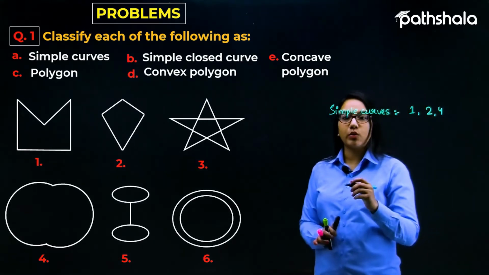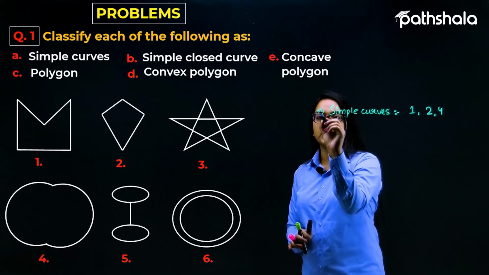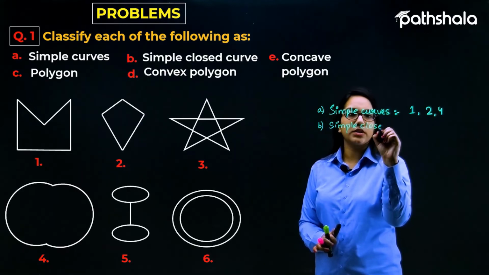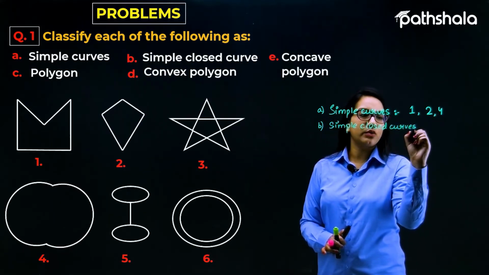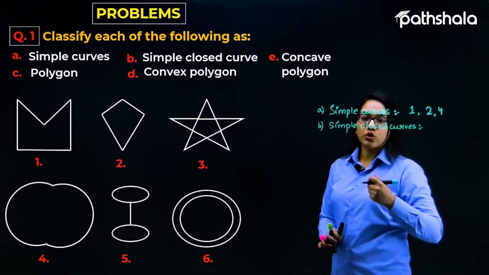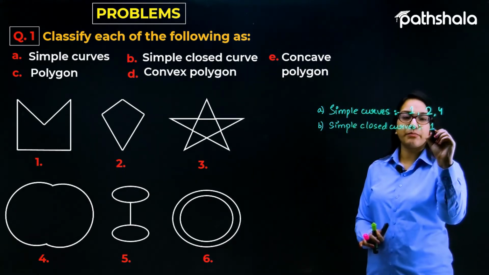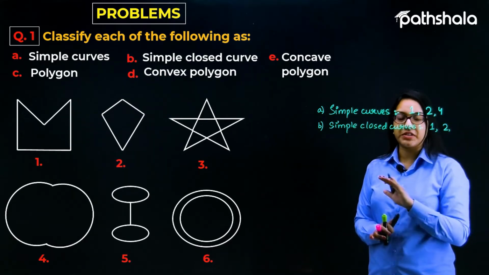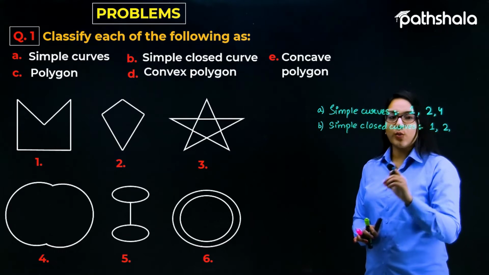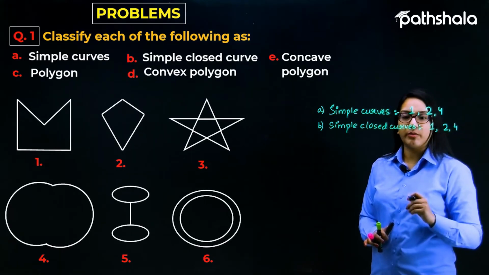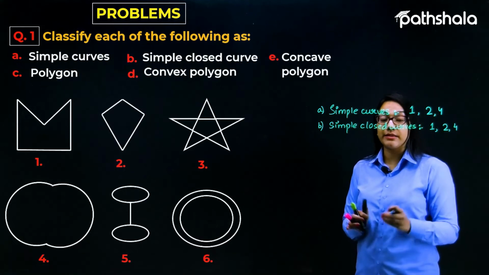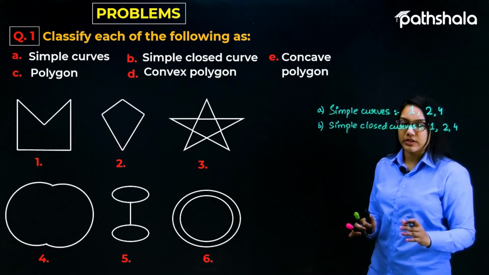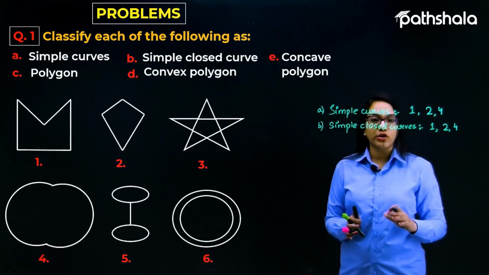So let's talk about the simple closed curve. So let us suppose this is A, this is B. We are talking about the simple closed curves. Simple closed curves are those that do have some area within. So obviously the first one is a simple closed curve, second one is a simple closed curve, third one is not a simple curve, so it is not a simple closed curve. Again, the fourth one is definitely a simple closed curve because it is enclosing an area within and it is simple as well. Fifth and sixth are not simple closed curves at all because they are not simple.